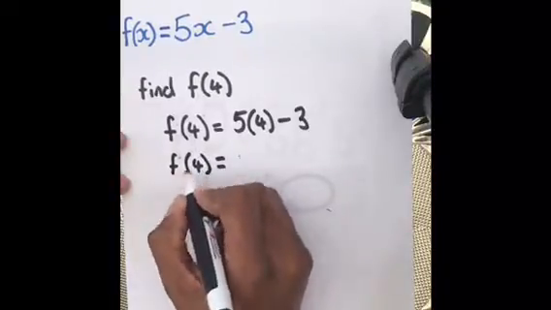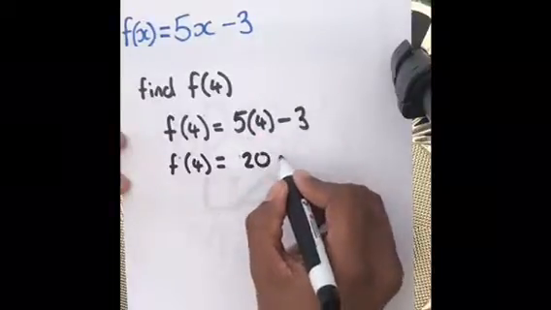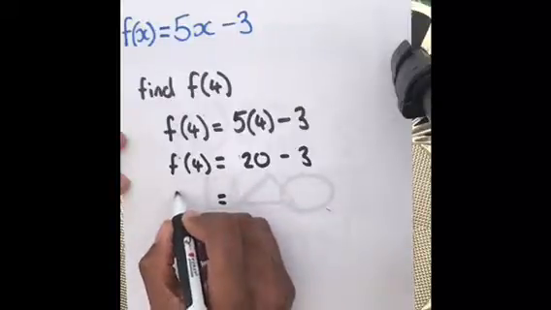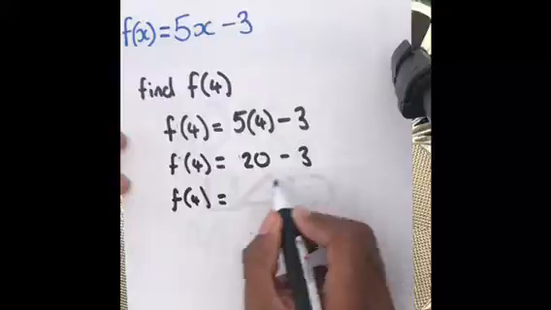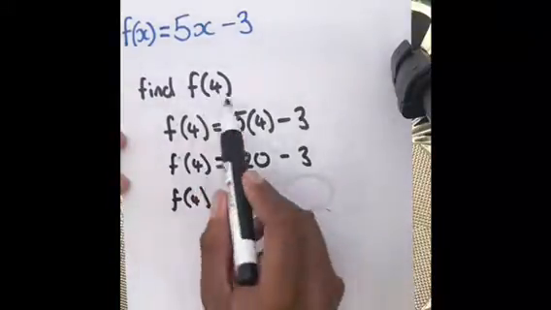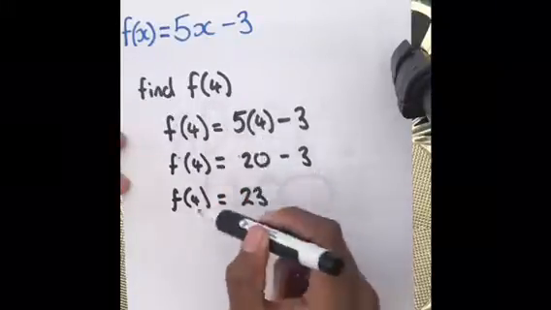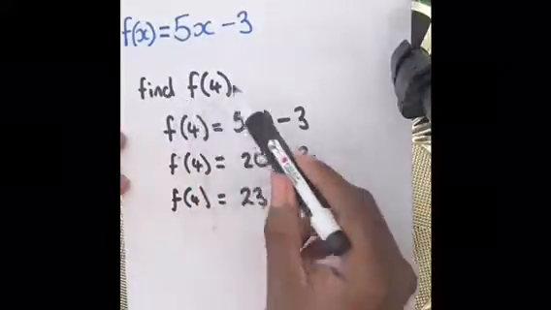So when I put 4 in, that gives me 20 minus 3. Again, my equal sign in line. So now I know that f of 4 actually equals 23. And you can do that with any number, whether it be 4, -4, 12, a fraction. The same process happens. So that's what they mean when they ask you to find f of 4.